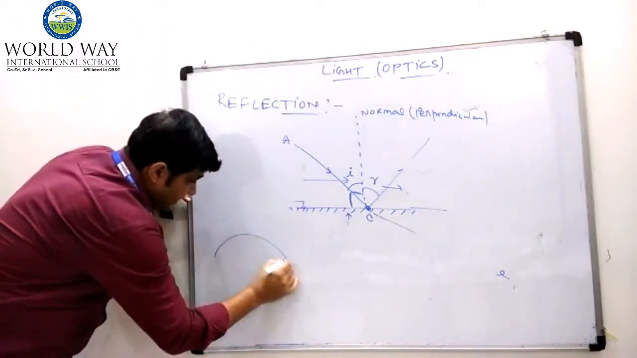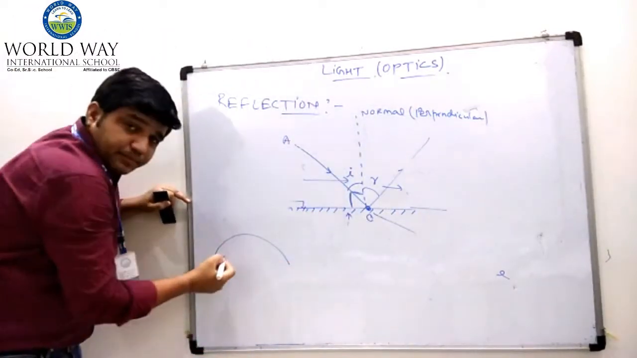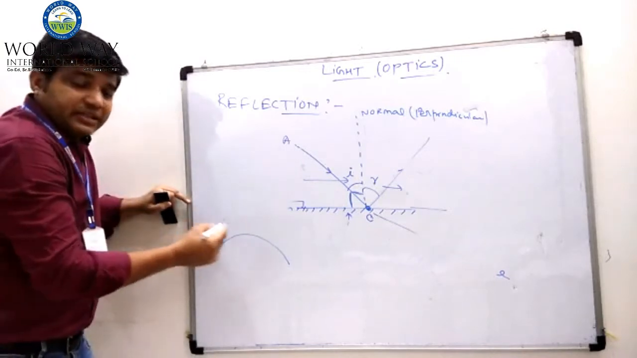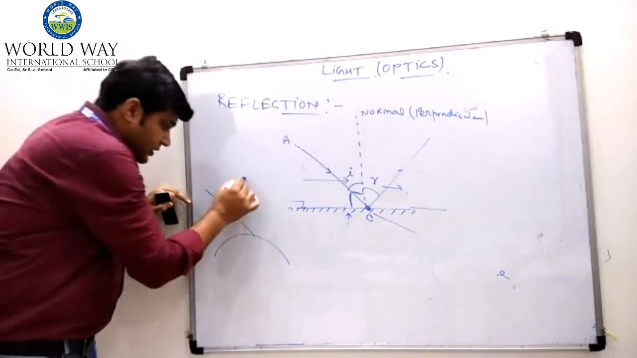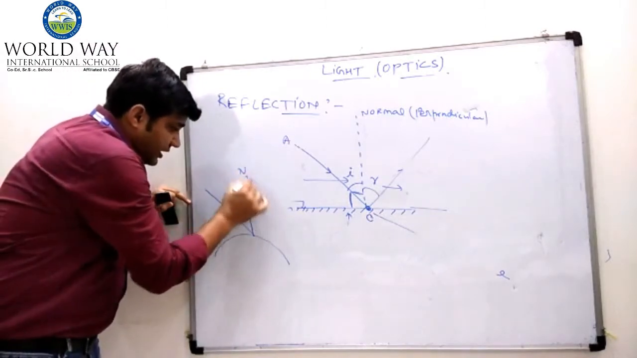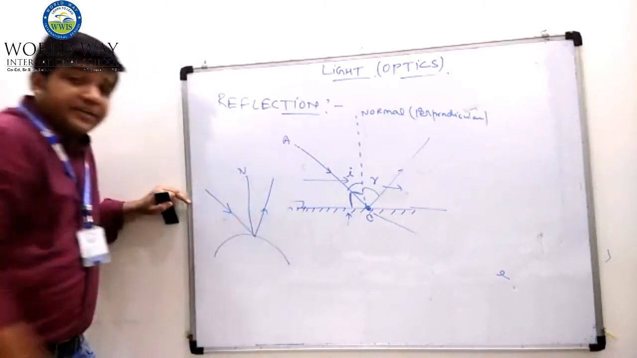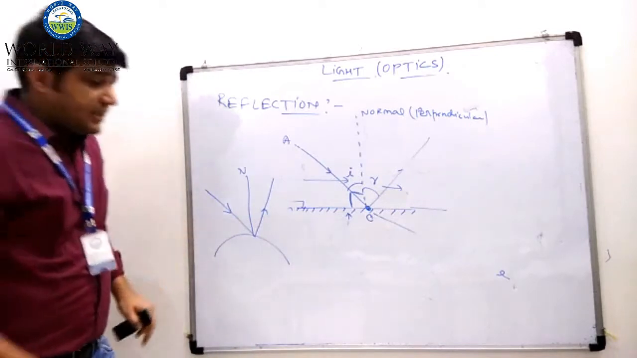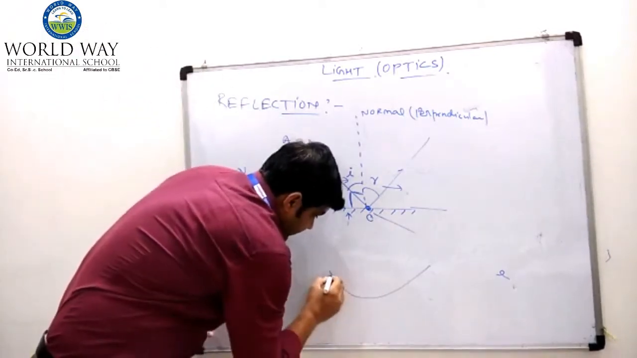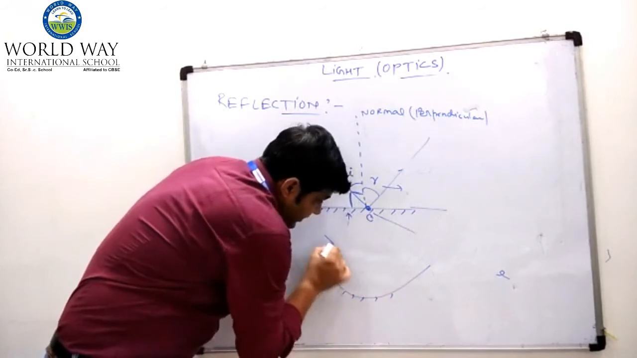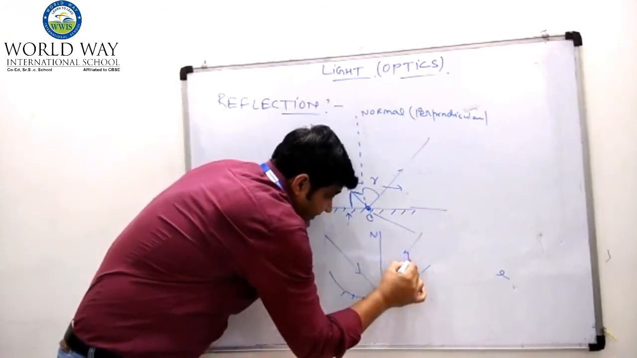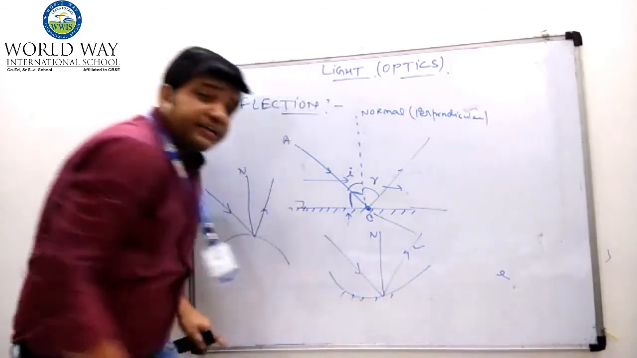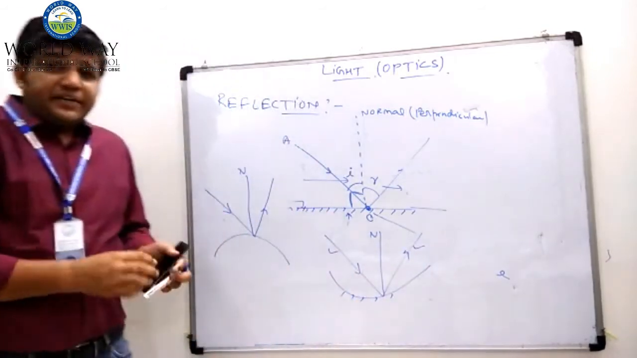Then the next: the surface is not always straight. Suppose it is a curved surface. This is called a convex surface. If light strikes it, this is the incident ray. We consider this as the normal, then again there is a reflected ray. Clear? This is a convex surface. If this is a concave surface, this is the incident ray, this is the normal and this is the reflected ray.